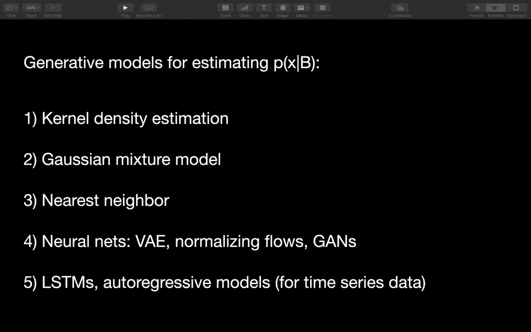And then more recently, there's a bunch of work in the neural network space using variational autoencoders, normalizing flows, GANs, and for time series data, LSTMs and autoregressive models, that I think if you're working in this area, you ought to know about. There are some very beautiful techniques there.